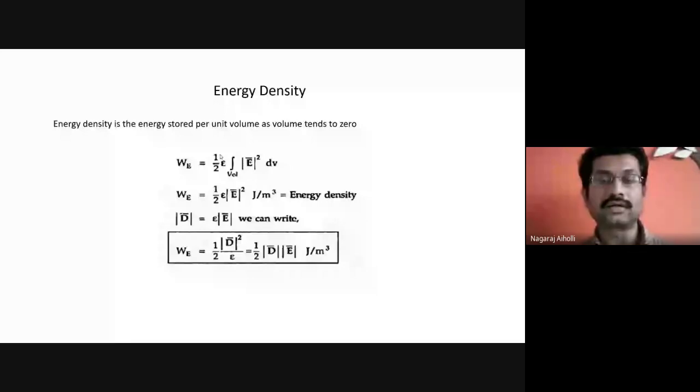It is not 0. Volume tends to 0, but what is the definition? Energy density is the energy stored per unit volume. Volume may tend to 0 finally. Now you are piercing the balloon. Initially, there is some volume in the balloon. The volume will move in all the directions from the balloon, correct? But directly it will not go to 0. Initially there is some volume, right?